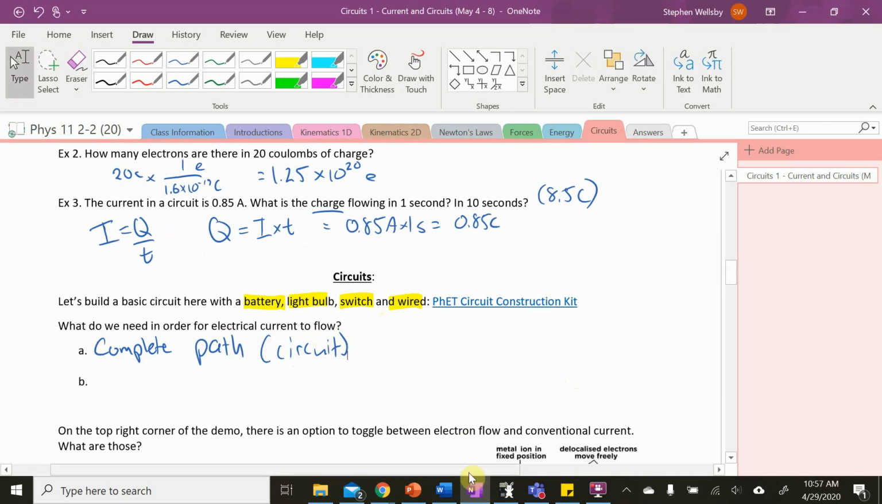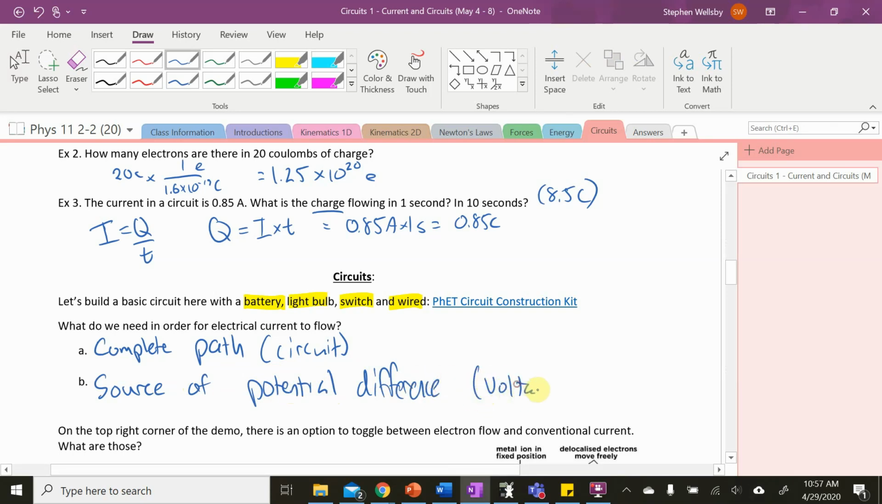So if the switch is open, for example, we can see that there's no current flowing. When the circuit is closed, we have a complete path and we are able to flow. And we also need a source of potential difference. And this potential difference is sometimes just referred to as voltage. So we need a source of potential difference.